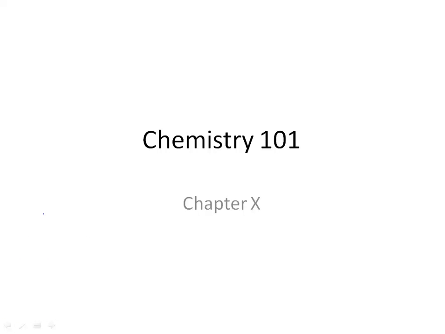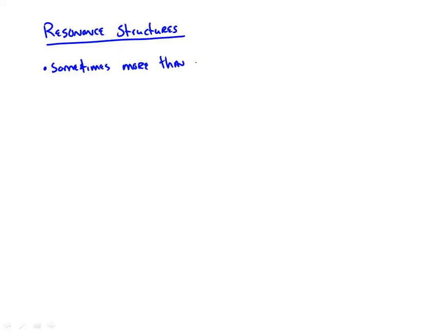Okay, so what we're going to start off today with is a concept about Lewis structures, which are sometimes called resonance structures. And the idea is that sometimes we can draw more than one correct Lewis structure. So sometimes there's more than one good Lewis structure. And so what do you do if there's potentially more than one right structure?